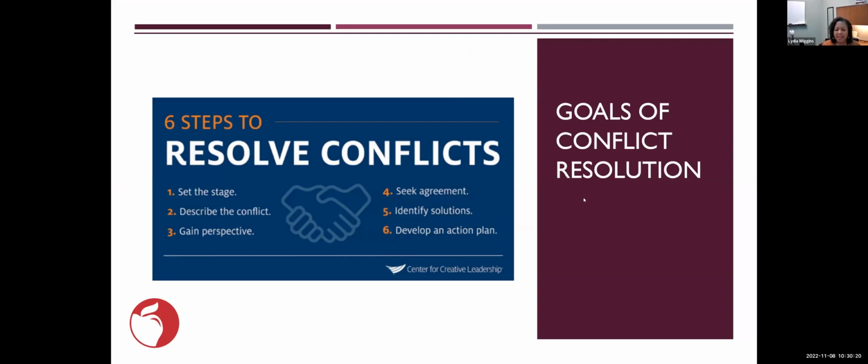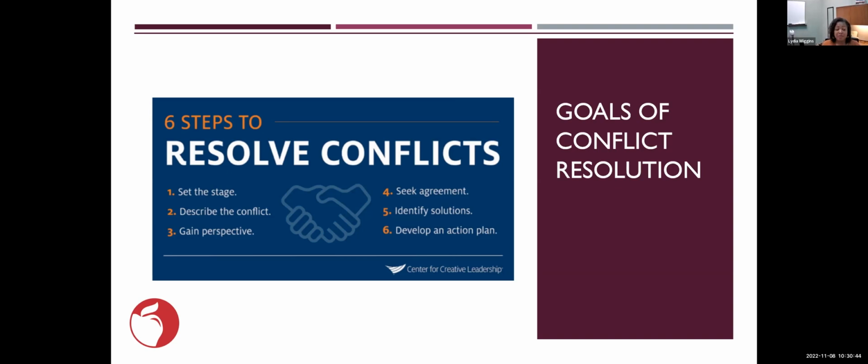So we'll also look at the 6 steps to resolve conflict. There are ways that you can go about resolving a conflict. One is dealing in respect. Another one is assessing the tone in which you're delivering a message. And then ensuring that it's timely.